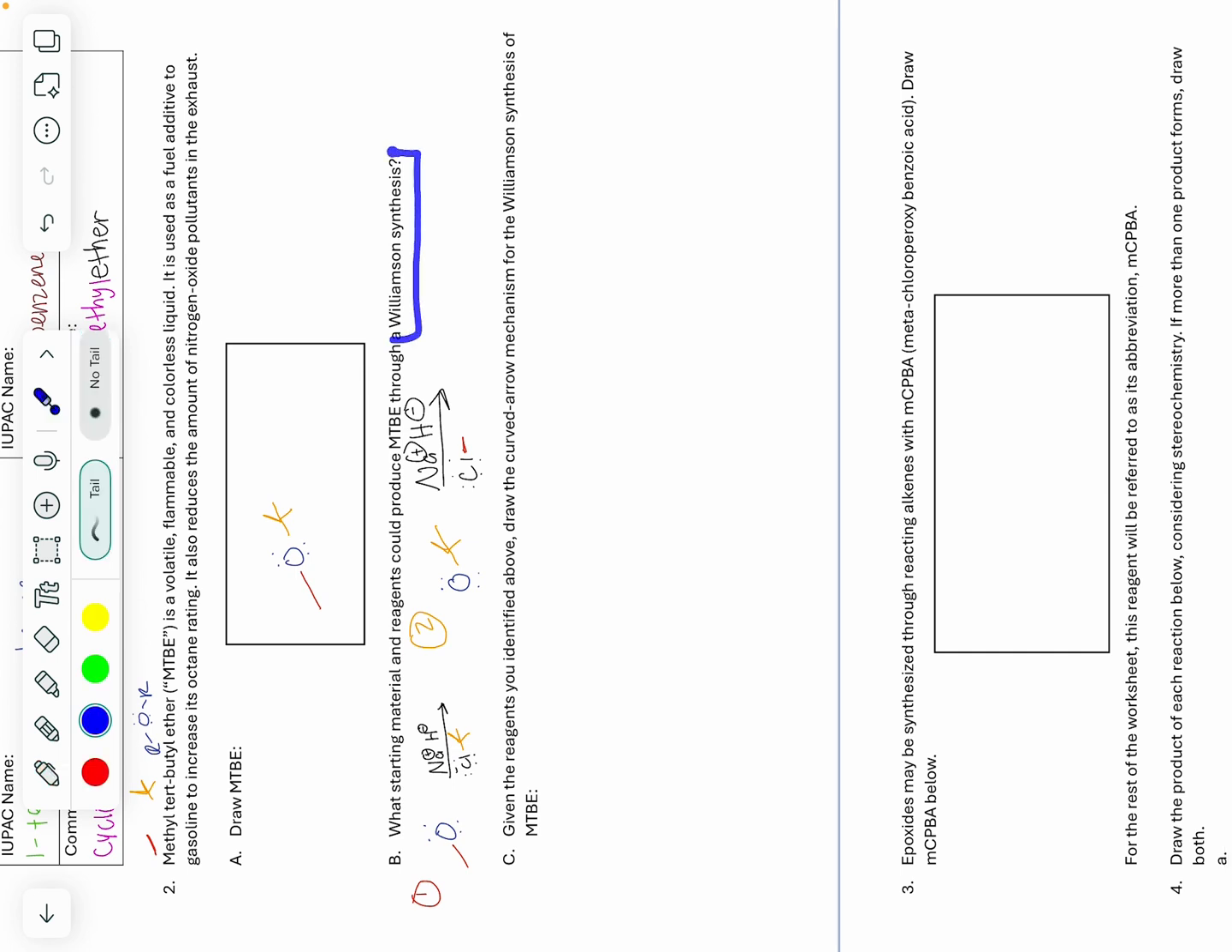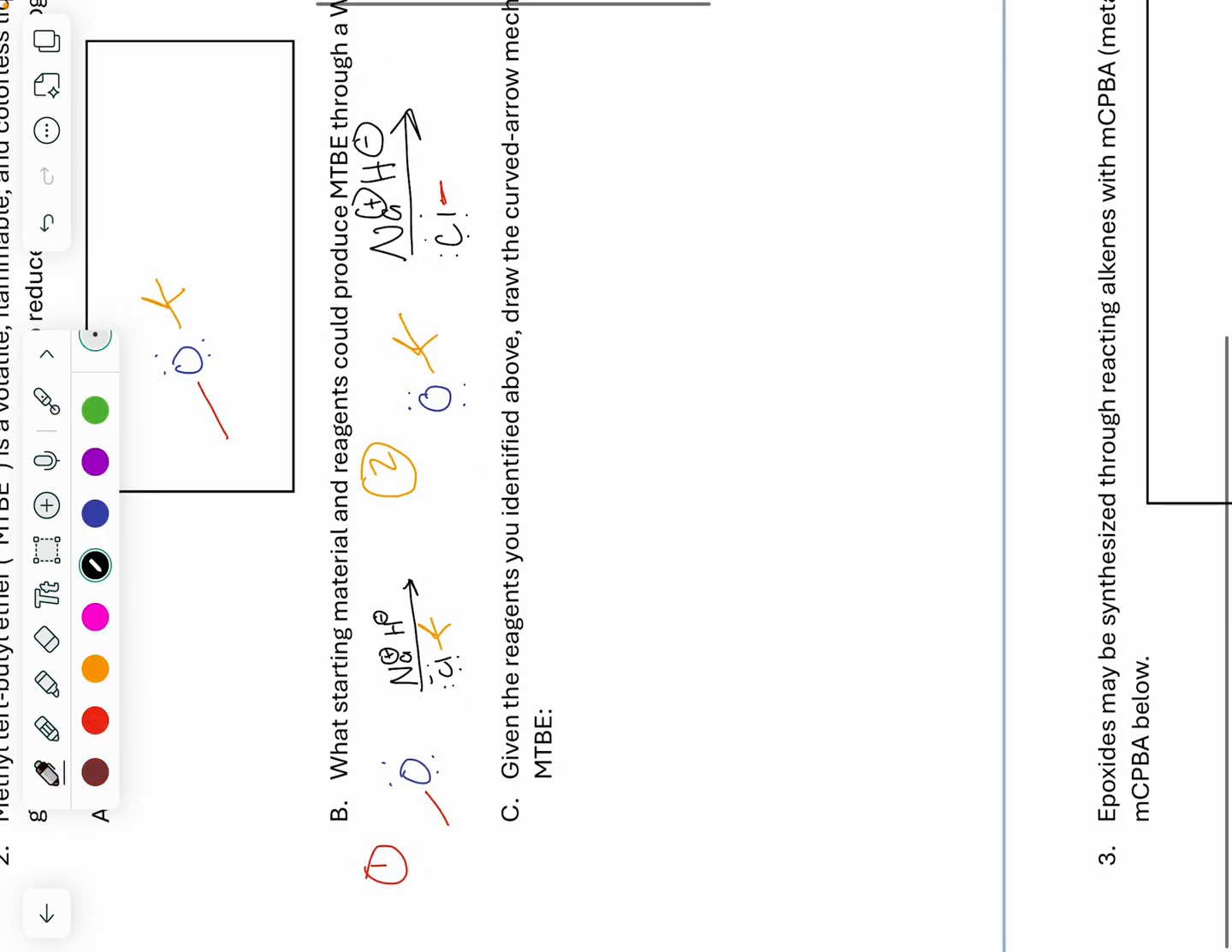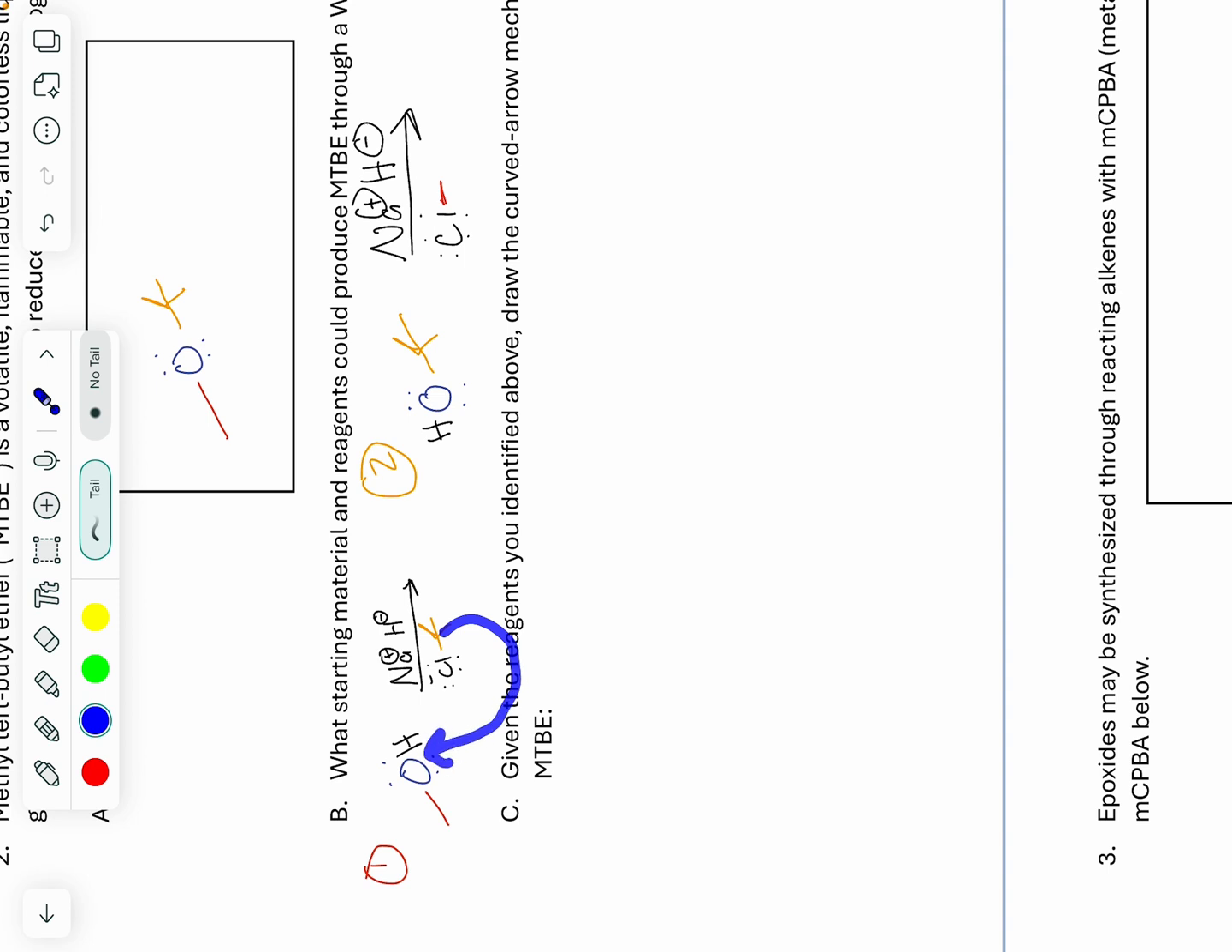Now, there is one important thing that we need to note about this. When we have a Williamson synthesis, the oxygen in the starting material actually is an alcohol. So we actually have to add an H right here to form the alcohol on both of these, because in the reaction, which we're going to be looking at in part C, the reaction is going to take this hydrogen away, which is then going to bond that tert-butyl to that oxygen, and that's how we're going to get that final material right there.